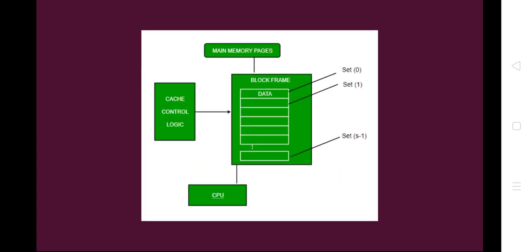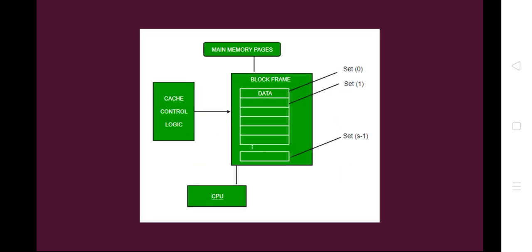Let us see how the diagram shows it. Here we can see a cache memory control logic, and up is the main memory, with pages, and here we have the CPU. Now the CPU is connected to the memory area, which has a block of frames having set 0, set 1, etc., up to set n minus 1.